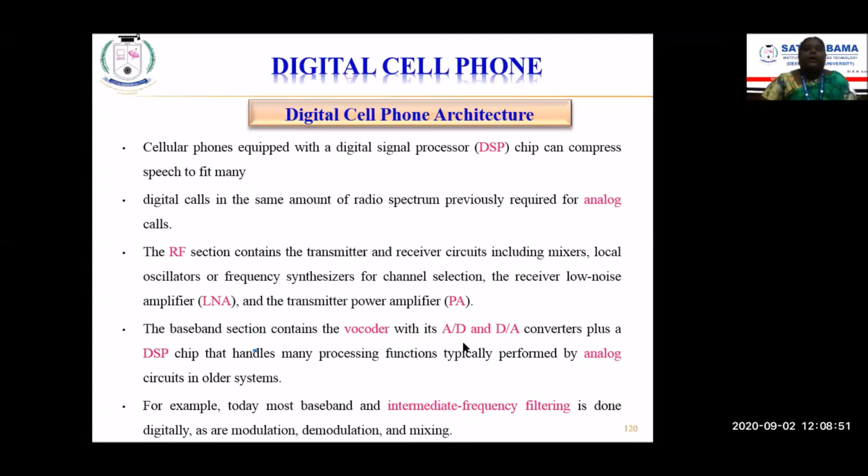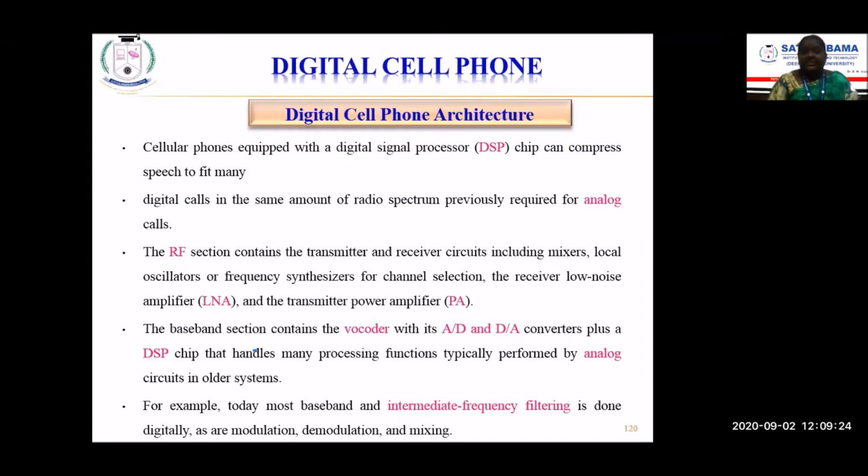The function of this DSP chip is to compress the speech to fit many digital calls in the same amount of radio spectrum that was previously used. It uses the same frequency spectrum which is being used for the analog calls.